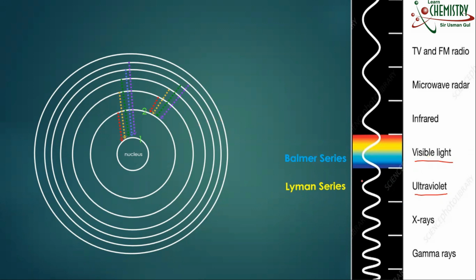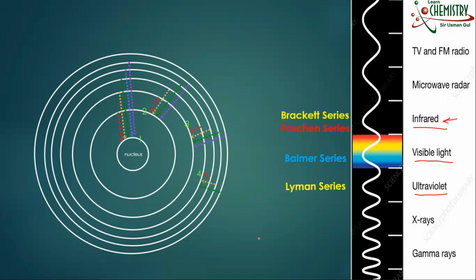Moving forward, there is another possibility that electrons come from a higher level to the third energy level. This was discovered in the infrared region by Paschen, so it was later named the Paschen series. And there is another possibility that electrons come to the fourth shell, or fourth orbit, from a higher energy level. This was also discovered in the infrared region, the middle part of the infrared region, and it was discovered by Brackett. So we call this the Brackett series.